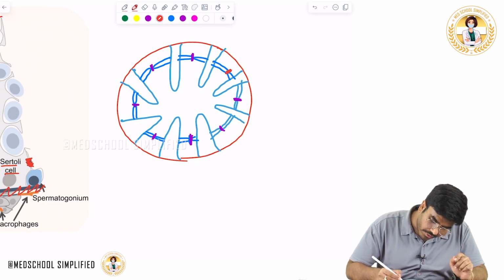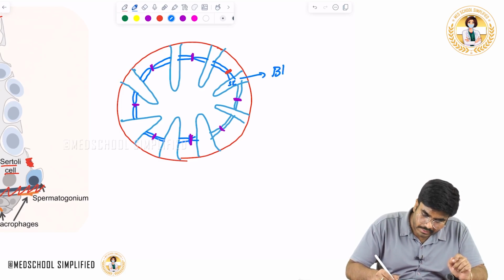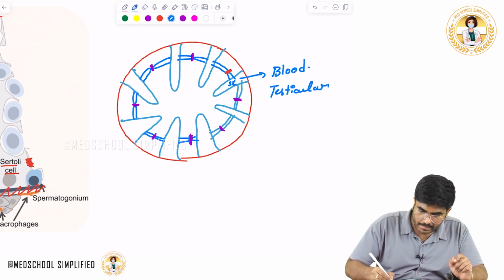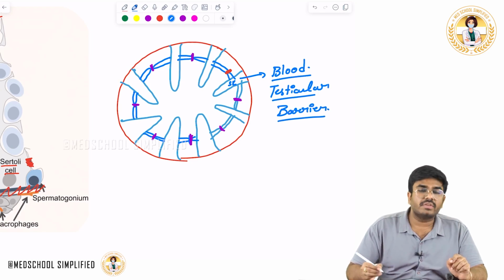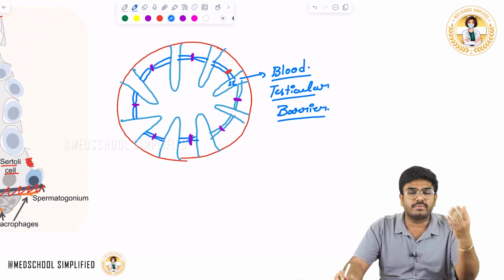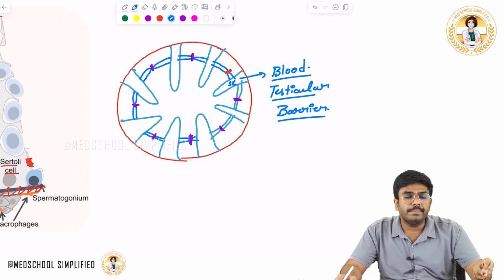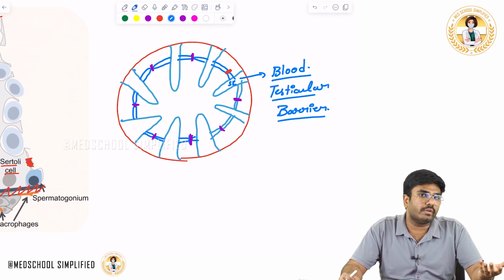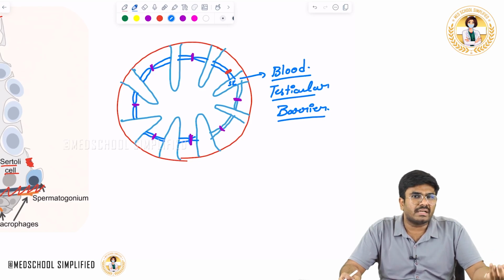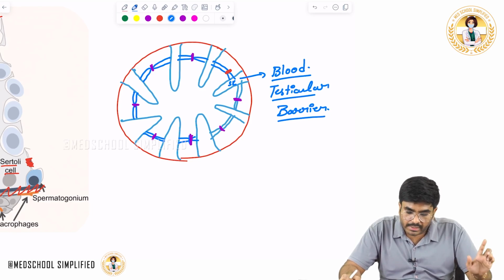So the point I want you to know here is that the Sertoli cells form the blood-testicular barrier. If there is some toxic substance in your blood, for example some drug, it can't directly get access into your seminiferous tubules, because that's a place where your future generations are resting. If there is any toxic substance, drug or chemical that can cause mutations, we don't want that. So tell me, the blood-testicular barrier is formed by which cells?